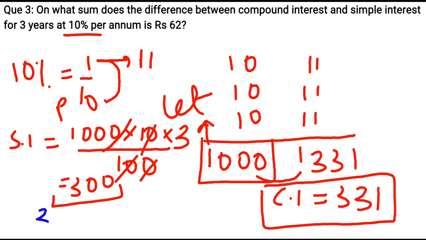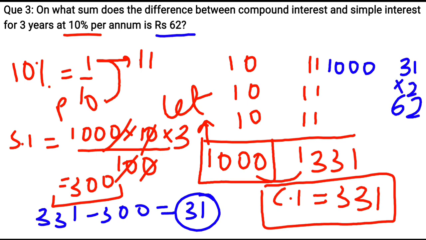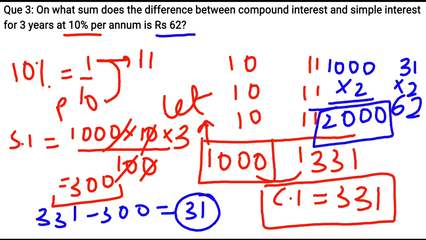Difference is 331 minus 300, that is 31. Is it fine? So it means that if you deposit 1000 rupees, the difference is 31. But what is the difference in the question? The difference in the question is just double of this. So it means we had also deposited just double the money, 2000 rupees. This is our answer. Is it clear?